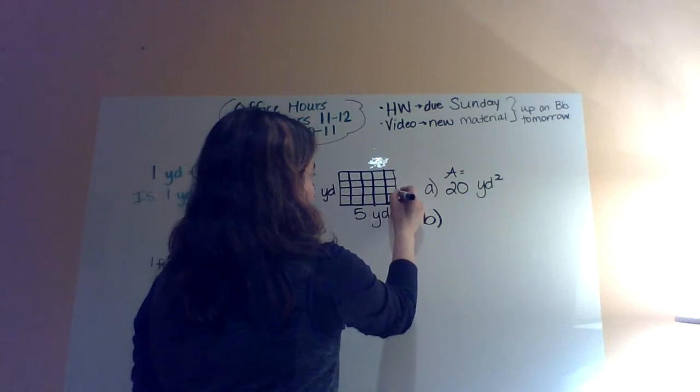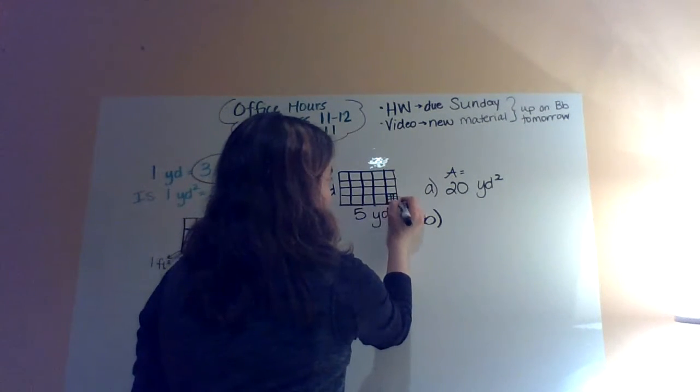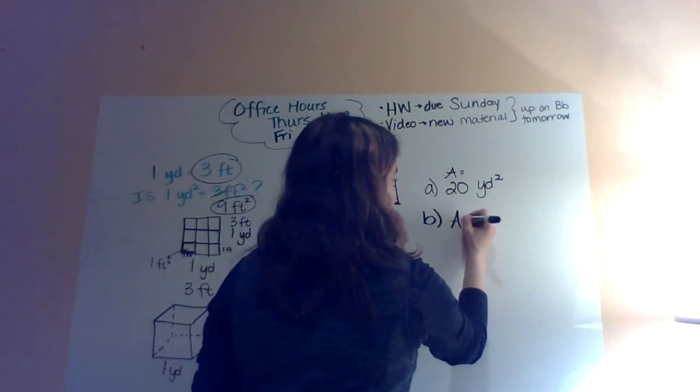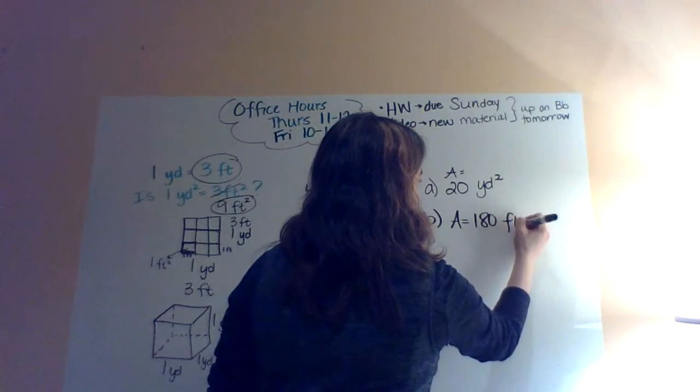This is a square yard. We know that it's made up of 9 square feet, right? So 20 times 9 would be 180 square feet.